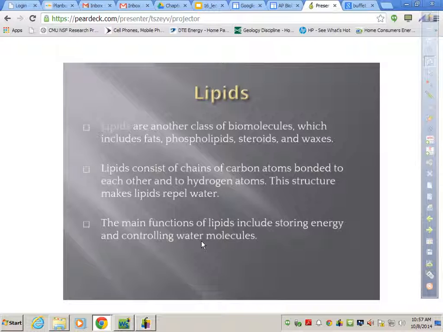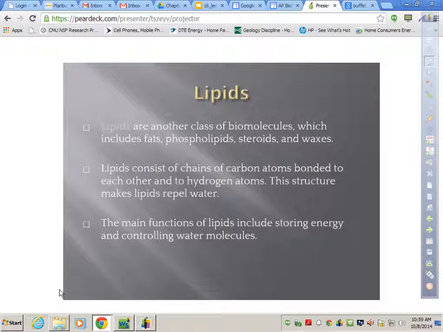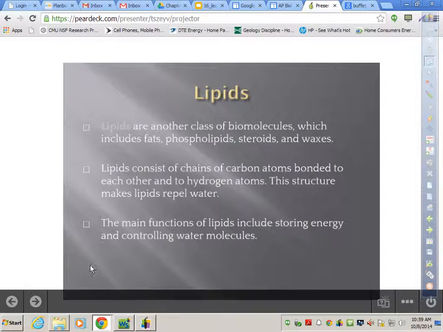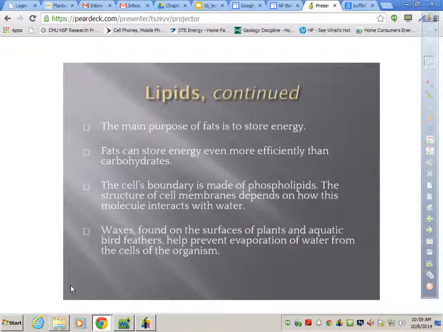Okay? So the main function of lipids is going to include storing energy and controlling water molecules. So we're made of 70% water. Is it pretty important that we control where water is and where it is not? Yeah. So we use lipids as barriers for water. Now, the main purpose of fats is to store energy. We understand that. We eat too much energy, we get fat. Pretty simple.